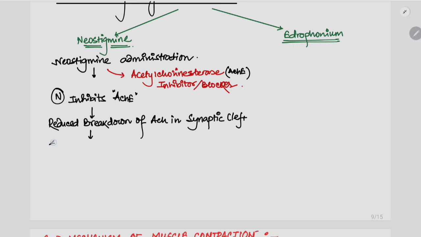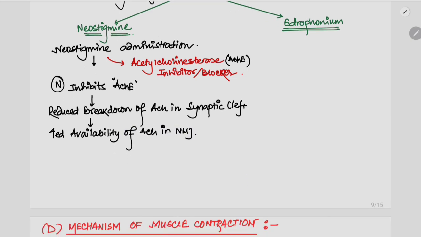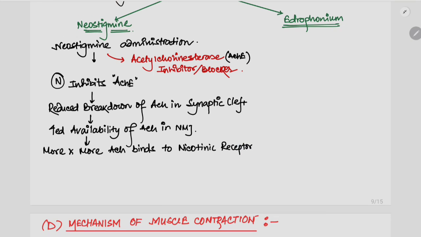Obviously, increased availability of acetylcholine in neuromuscular junction. Then more and more acetylcholine binds to nicotinic receptor on the muscle membrane.